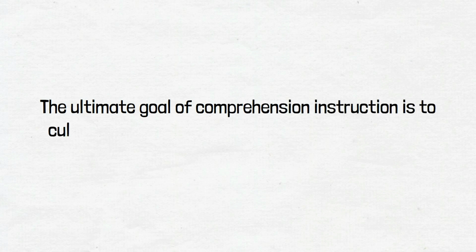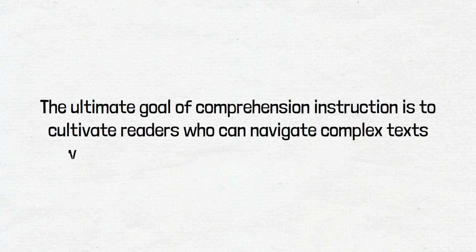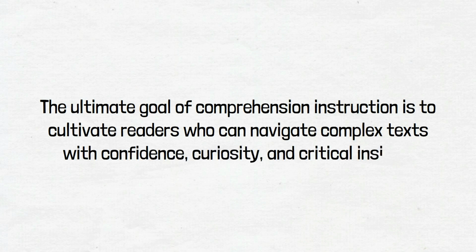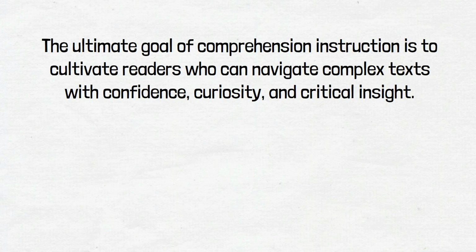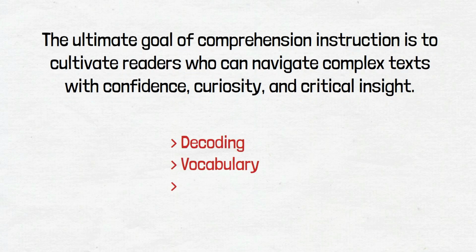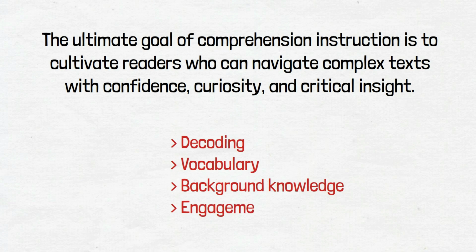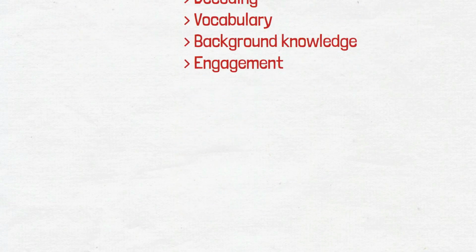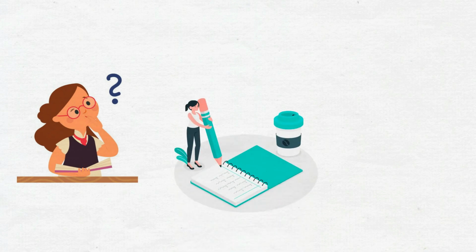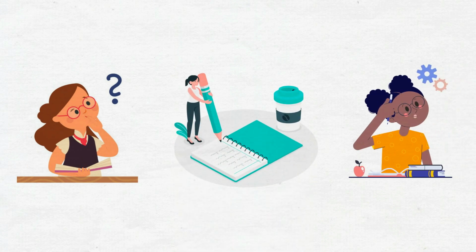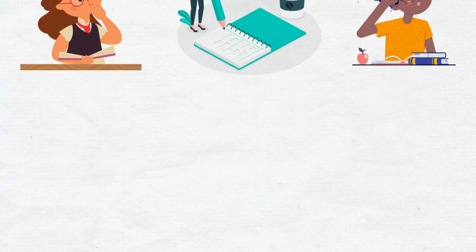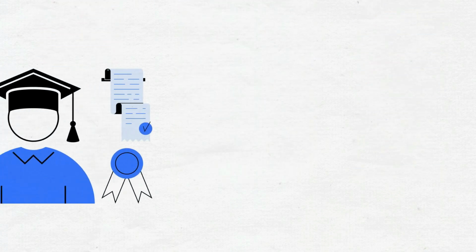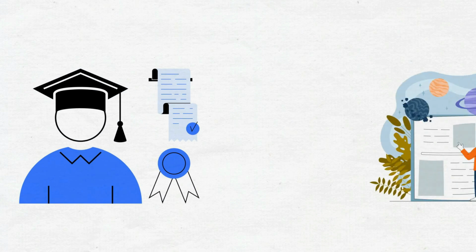The ultimate goal of comprehension instruction is to cultivate readers who can navigate complex texts with confidence, curiosity, and critical insight. This requires a balance of strategies that address decoding, vocabulary, background knowledge, and engagement. By teaching students to actively interact with texts, whether through questioning, summarizing, or building mental models, educators empower them to extract meaning, evaluate ideas, and connect reading to their own lives and experiences. In doing so, they prepare students not only for academic success, but also for a lifetime of thoughtful and meaningful reading.